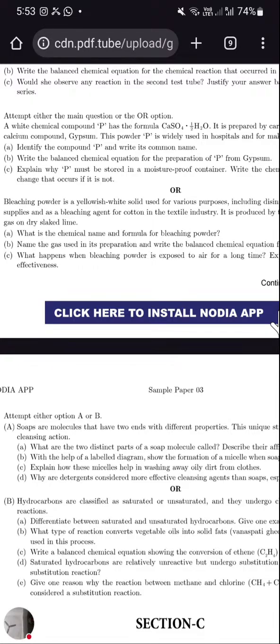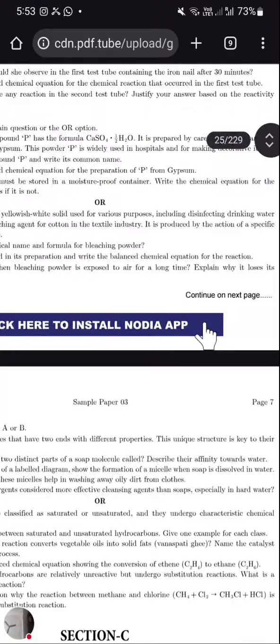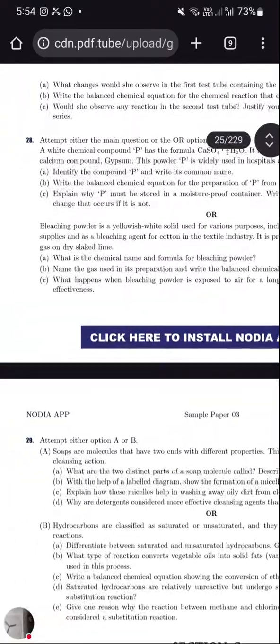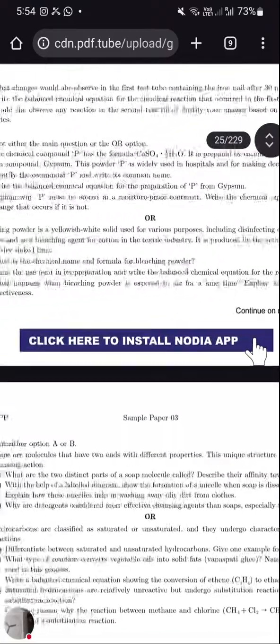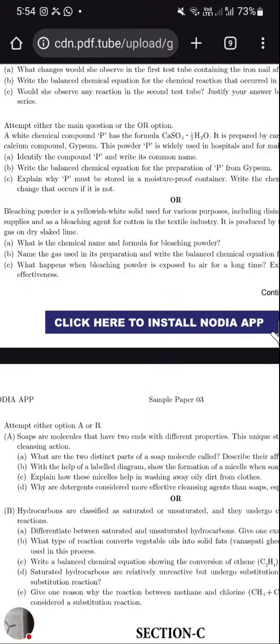What is the chemical name for bleaching powder? Chemical name for bleaching powder is calcium oxychloride. Next, name the gas used in the preparation and write the balanced chemical equation. So gas used is chlorine and its balanced equation you need to write. Next, what happens when the bleaching powder is exposed in the air for a long time? When it is exposed in air for a long time, it will lose the chlorine molecule. Explain why it loses its effervescence. Effervescence is nothing but chlorine gas.